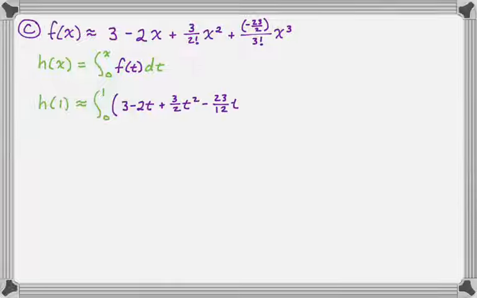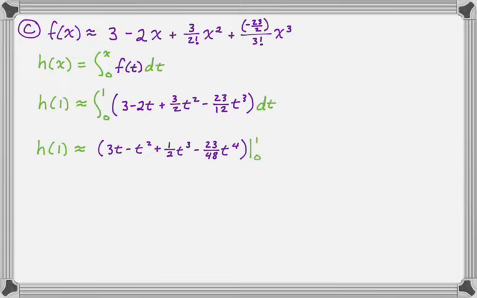And so at this point, I simplified f of t a little bit because I need to reverse the power rule and it's just simpler. So that negative 23 over 2 over 3 factorial, I rewrote as negative 23 over 12. And now it's just the fundamental theorem. So h of 1 is approximately 3t minus t squared plus 1/2 t cubed, because the 3 and the 1/3 cancel. And then minus 23 over 48, because 12 times 4 is 48, t to the 4th. And then we're going from 0 to 1.